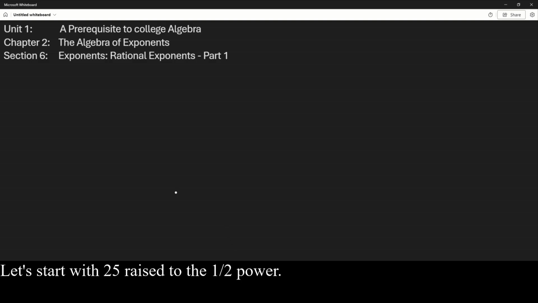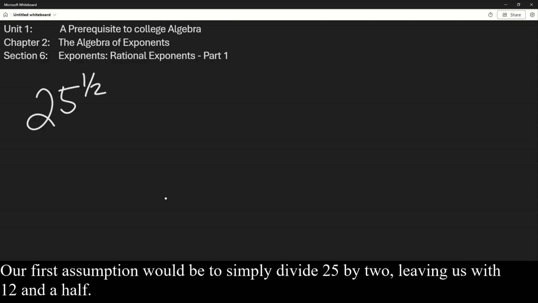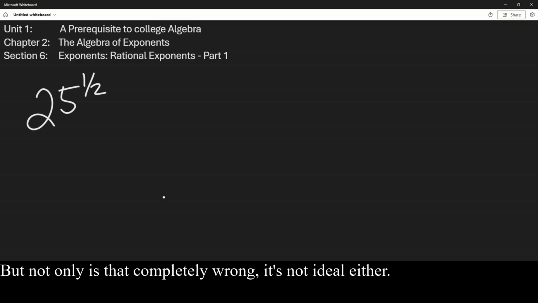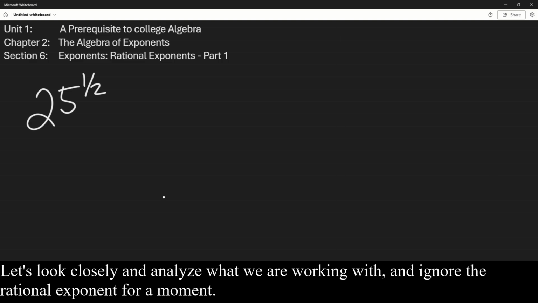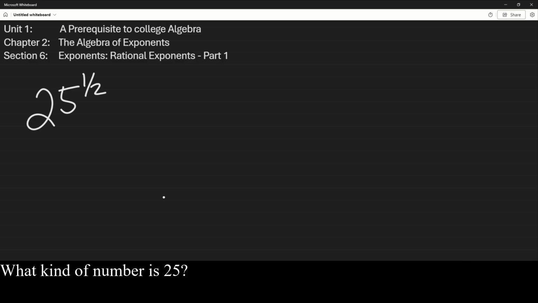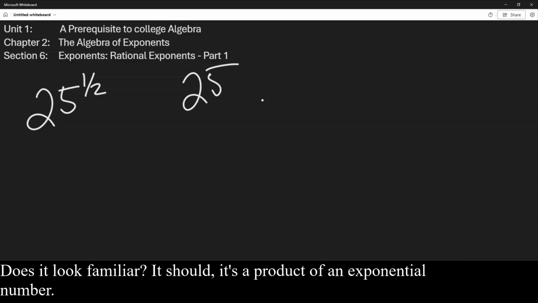Let's start with 25 raised to the 1/2 power. Our first assumption would be to simply divide 25 by 2, leaving us with 12.5. But not only is that completely wrong, it's not ideal either. Let's look closely and analyze what we are working with, and ignore the rational exponent for the moment. What kind of number is 25? Does it look familiar? It should.